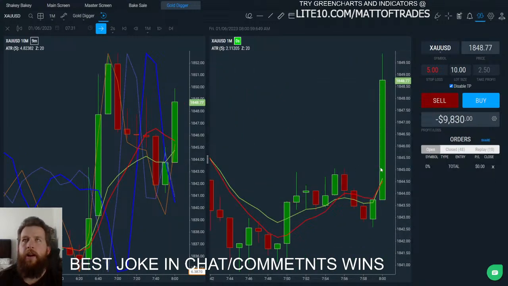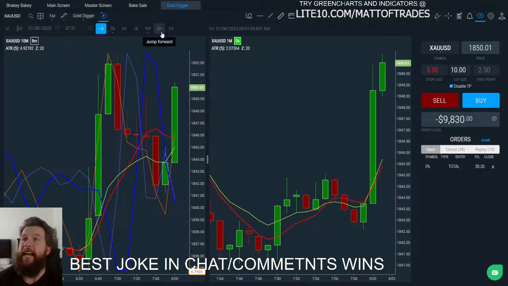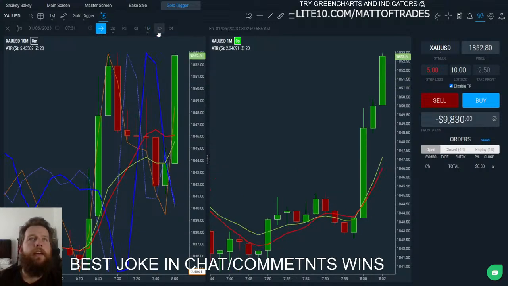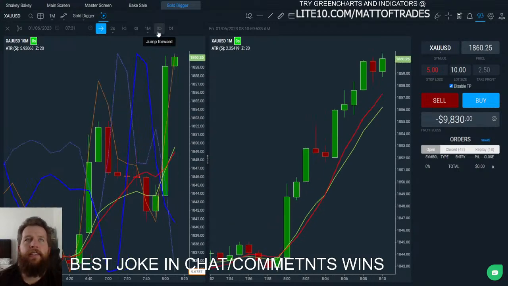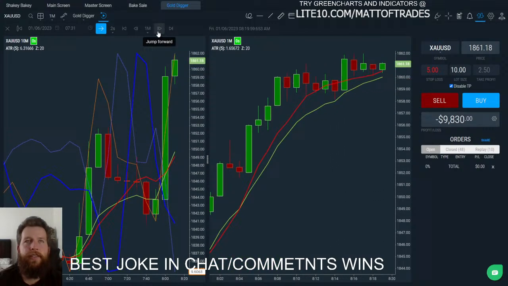Okay. Wow, hit our max loss in one big candle there. This is a massive candle, guys. That's 500 pips in one candle in 1 minute. That is insane. Okay, on to the next. So we hit 2 max losses in a row, which always sucks.